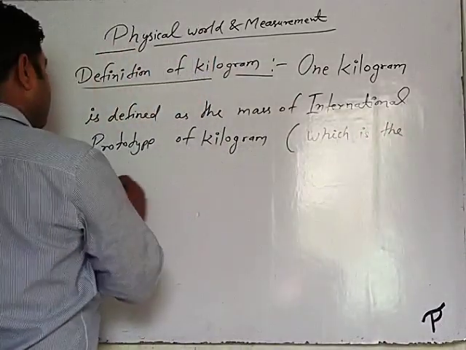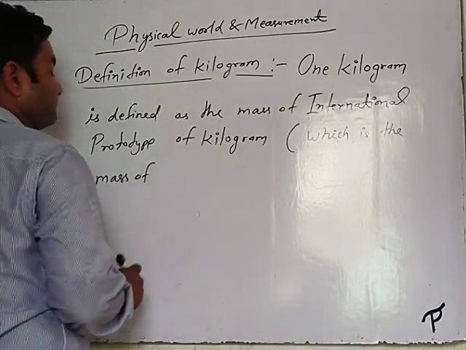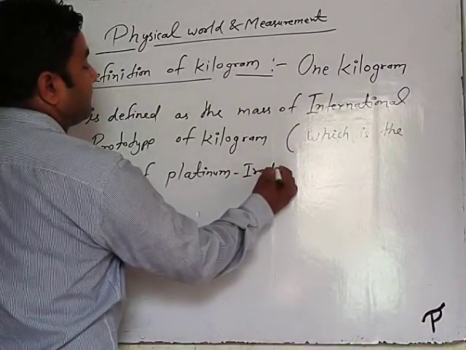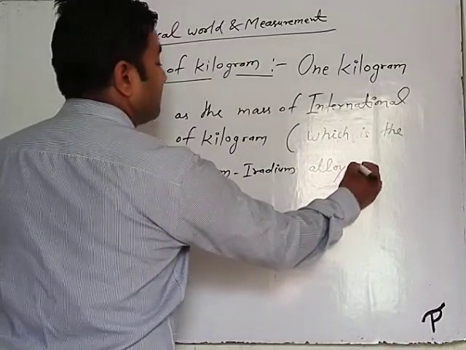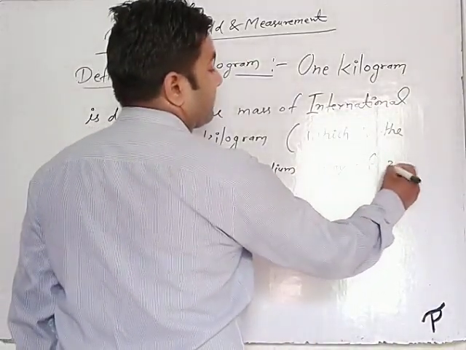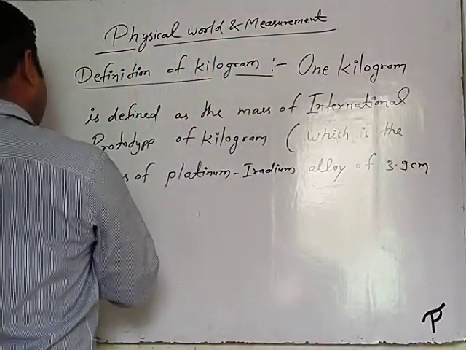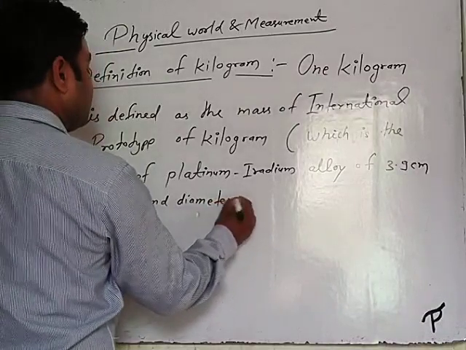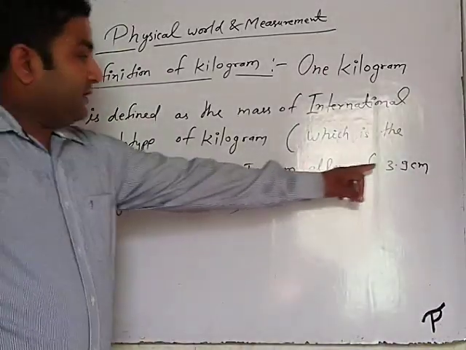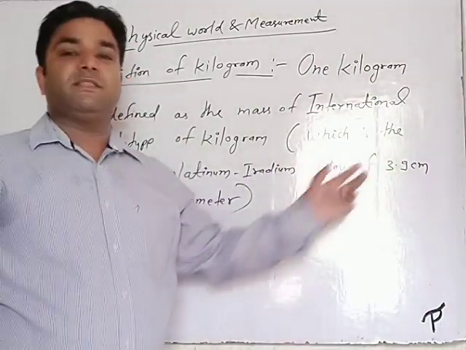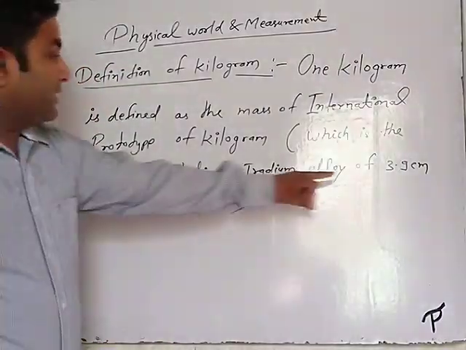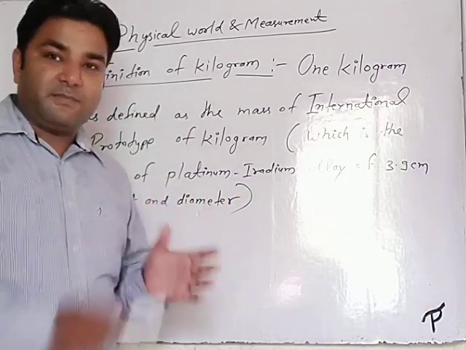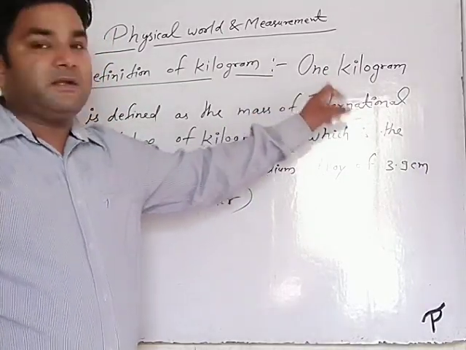Which is the mass of a platinum iridium alloy of 3.9 centimeter height and diameter. Whenever the height and diameter are the same, then there is the concept of a cubical shape. 3.9 centimeter height and diameter. Whenever such a configuration of platinum iridium alloy is taken, then the mass of that platinum iridium alloy is said to be what? 1 kilogram.